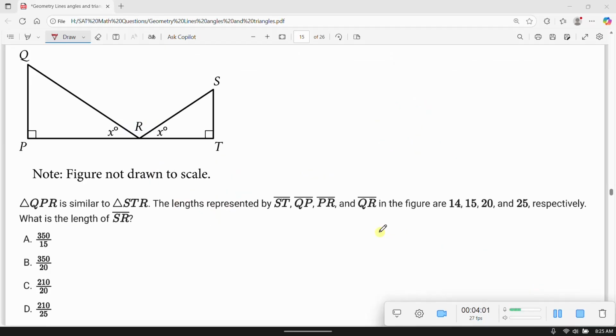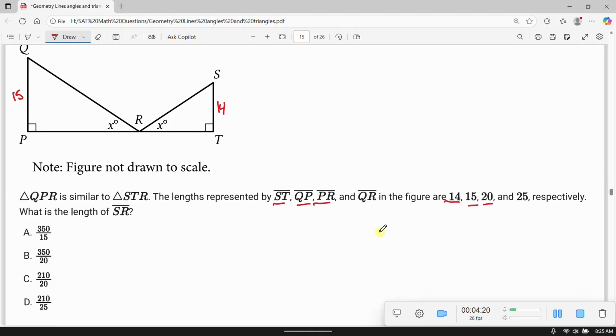So first I'm going to label what I know. So ST 14, QP 15, PR 20, and QR 25. They want to know the length SR. So I'm going to put the X on there. That's what I need to solve for.